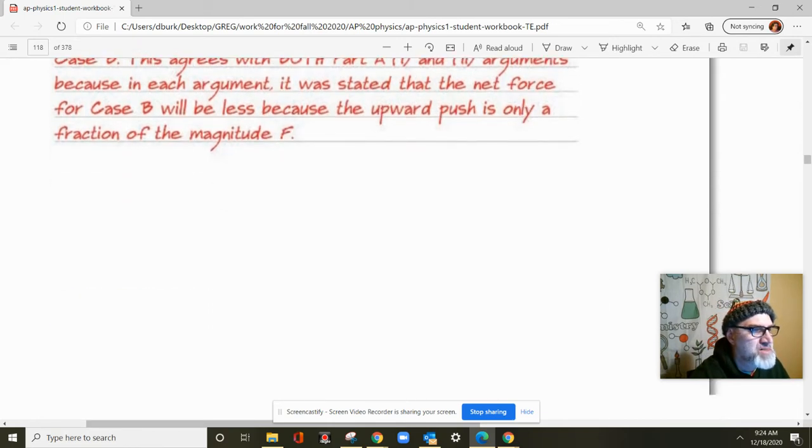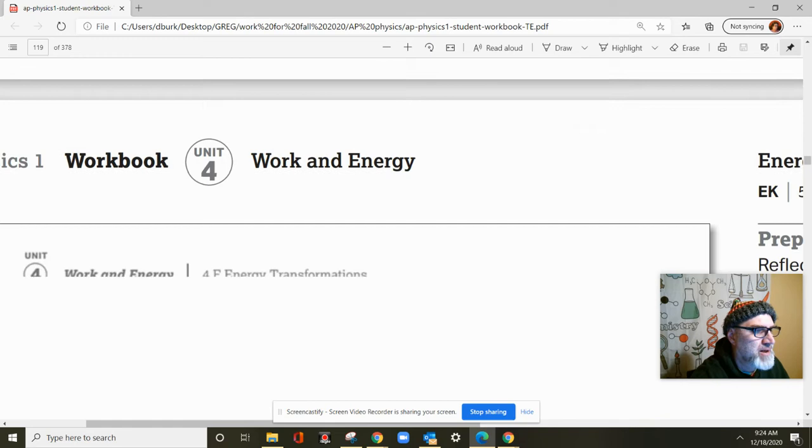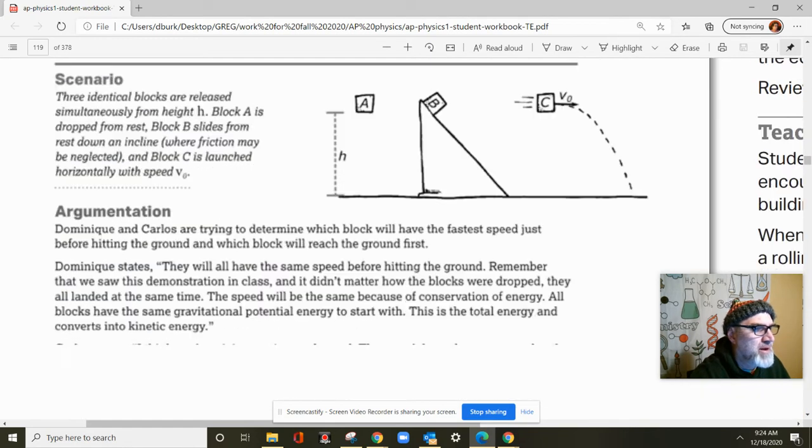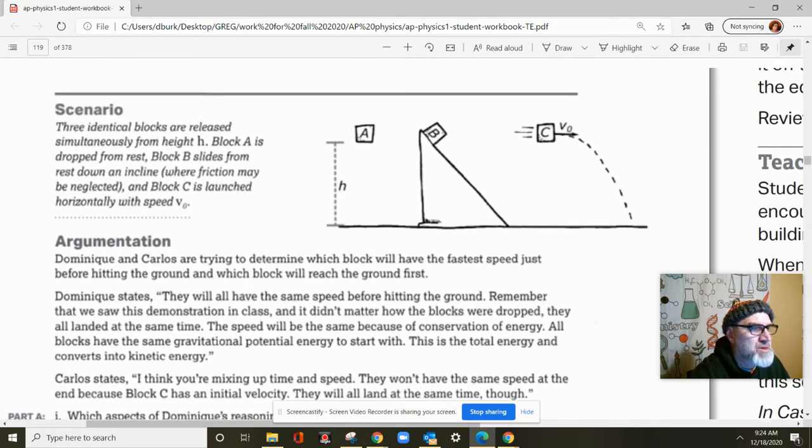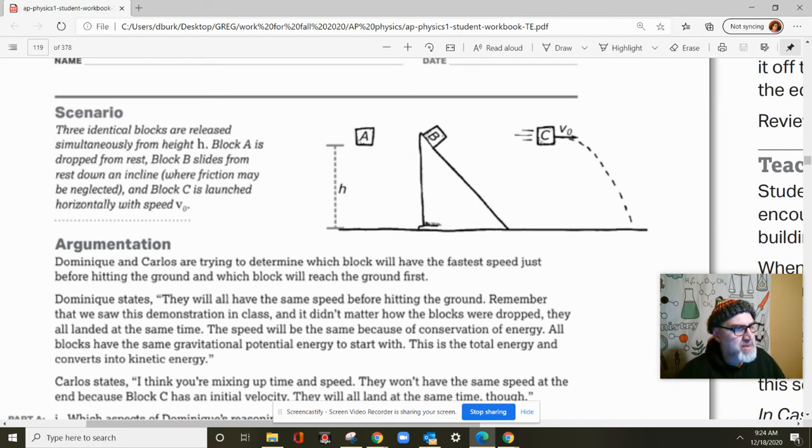And at any time, pause the video and read the words if you'd like to. Oh, good, run F. This is one of those deals where Dominique and Carlos are arguing about blocks. So I'm just going to talk here. And then I'll just scroll slowly through them so you can read the words. I'm just going to talk about what's really happening here.